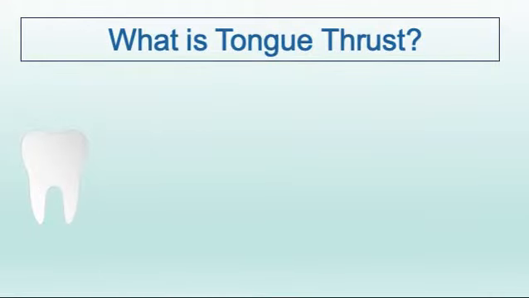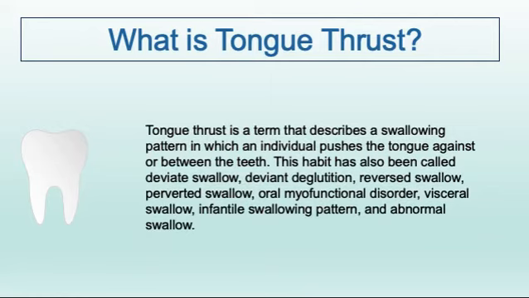What is the tongue thrust? Tongue thrust is a term that describes a swallowing pattern in which an individual pushes the tongue against or between the teeth. This habit has also been called deviant swallow, deviant deglutition, reversed swallow, perverted swallow, oral myofunctional disorder, visceral swallow, infantile swallowing pattern, and abnormal swallow.